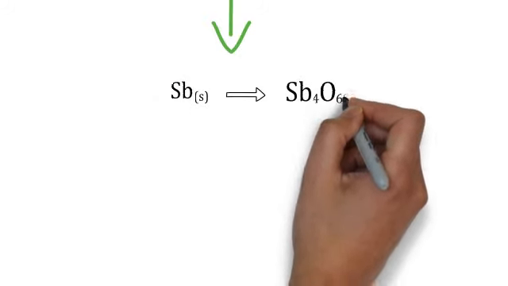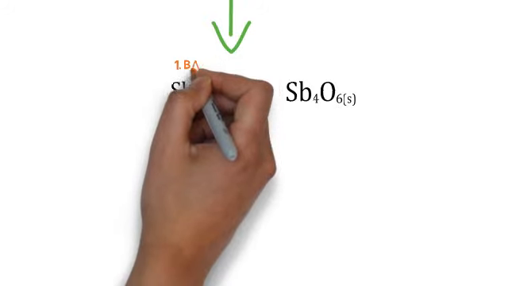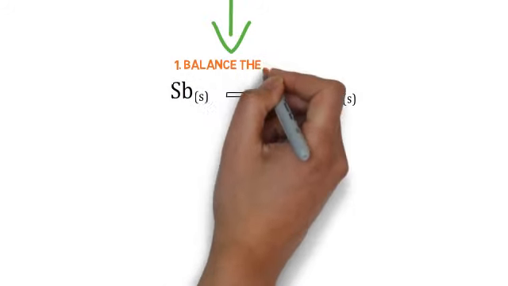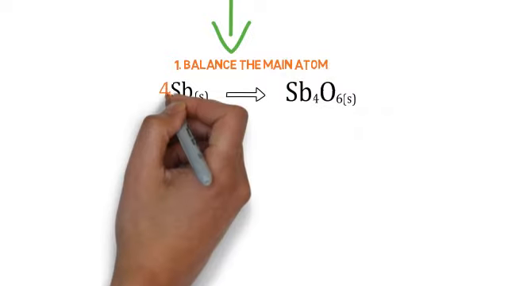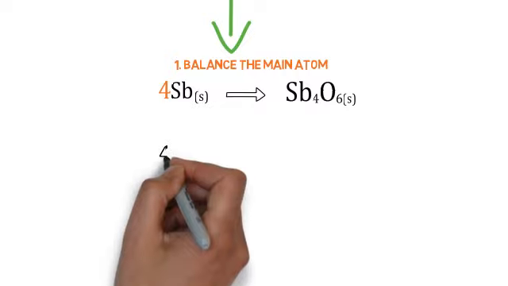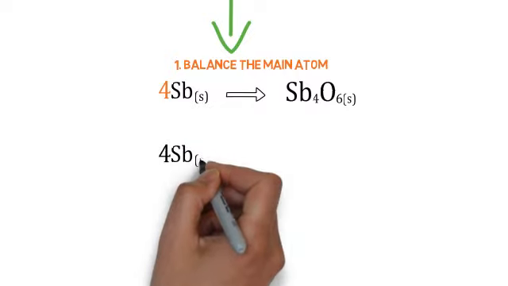So this is what we've got so far. We've got antimony and antimony oxide. Remembering those rules, the first thing we're going to do is balance the main atom. Our main atom in this case is antimony, and we can see that there are 4 on the right-hand side. So we need to add 4 onto the left.